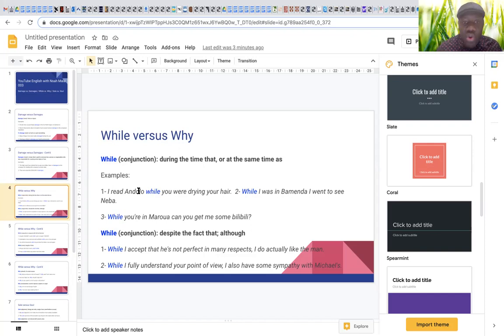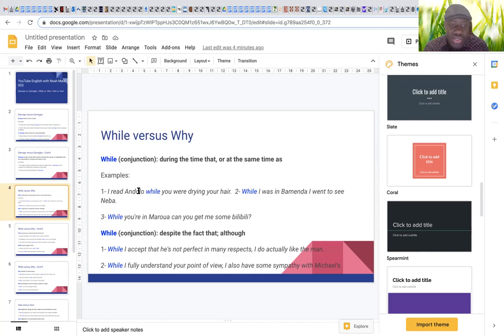While you are in Marua, can you get me some Bili Bili? Bili Bili is a local drink made in the northern regions of Cameroon or by people from there. So while you were in Marua, meaning during the time that you are in Marua, at the same time, can you get me some Bili Bili?